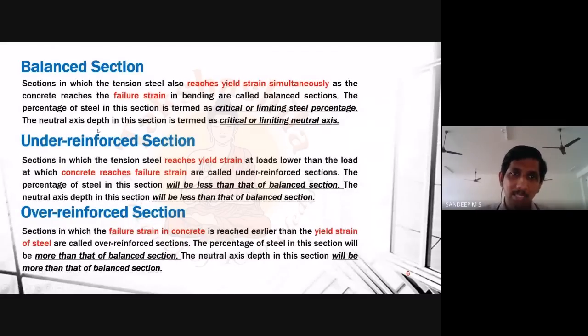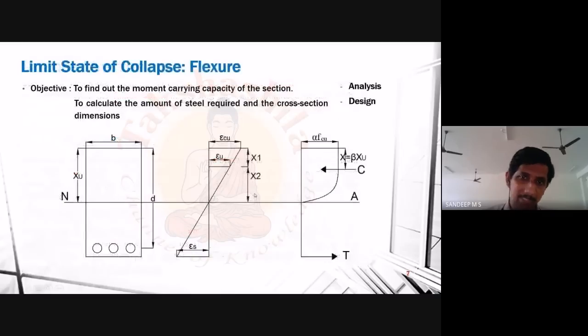Another thing is that the neutral axis depth in this section is also called the critical or limiting neutral axis. Please understand that. Let me take a section. You know what we mean by a neutral axis, right? Neutral axis is an axis or a fiber where you do not experience any compression or tension. Suppose I am having a rectangular section and I have reinforcement provided here.